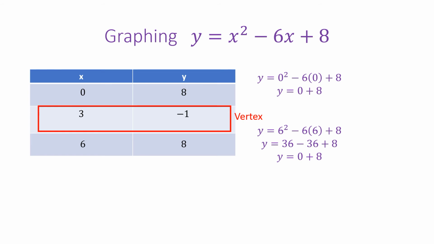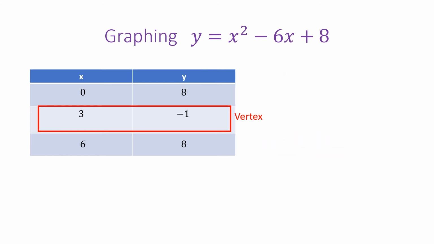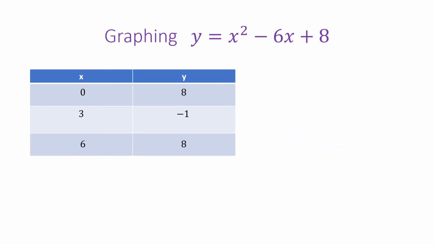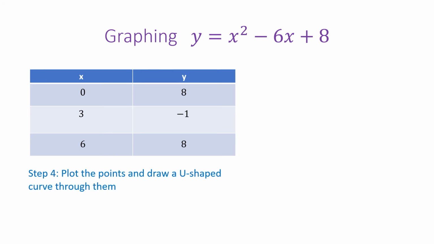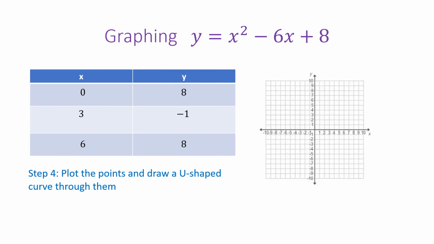All right, now we have some points. Let's get rid of this room and make some room for a graph. The last step is to plot those 3 points and to draw a U-shaped graph through those points. Remember, these are always U-shaped graphs. So let's get us a graph. Let's plot the 3 points, and let's see how good I can draw on this board. Sometimes it's not super friendly with me.